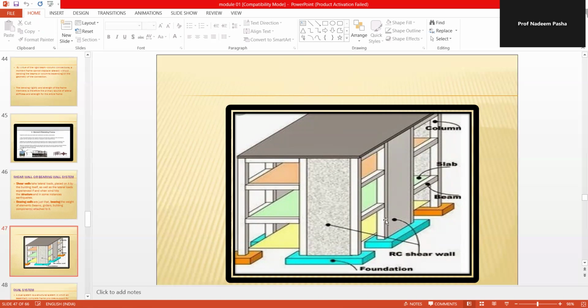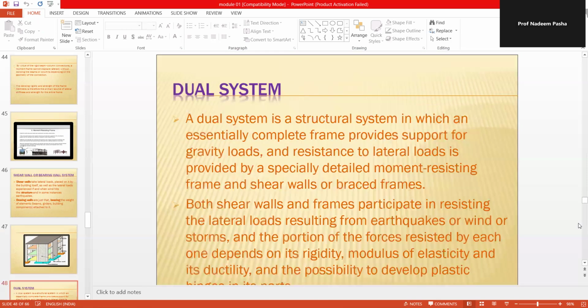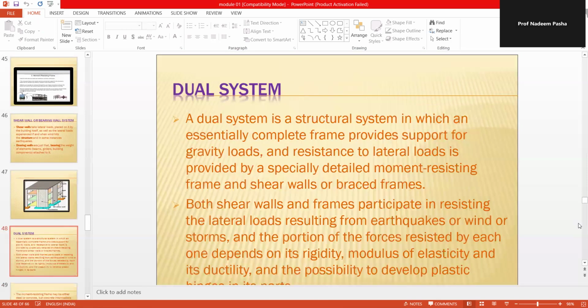So this shear wall itself is taking all the loads without the help of any connections. Now, dual system. So till now what we have seen is moment resisting frame and next is shear wall. Now, dual system. So what is dual system? A dual system is a structural system in which an essentially complete frame provides support for gravity loads, and resistance to lateral loads is provided by specially detailed moment resisting frame and shear walls or braced frame.